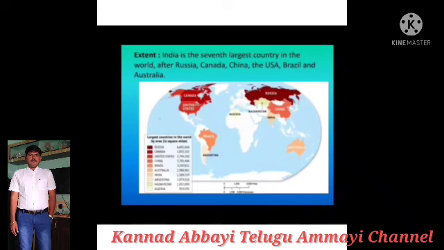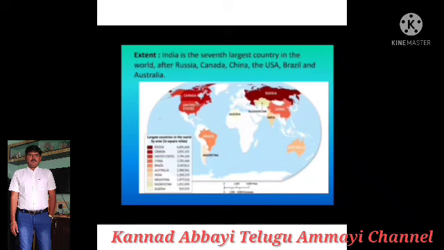In geographical area, children, don't get confused. In geographical area, India is the 7th largest country, after Russia, Canada, China, USA, Brazil and Australia. India occupies the 7th position in geographical area.